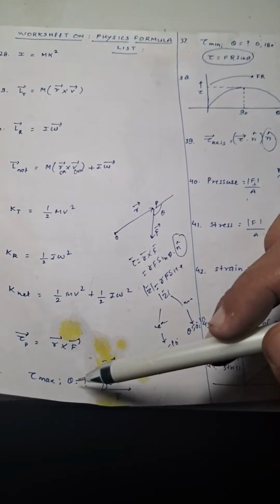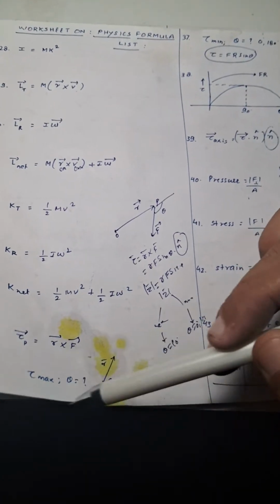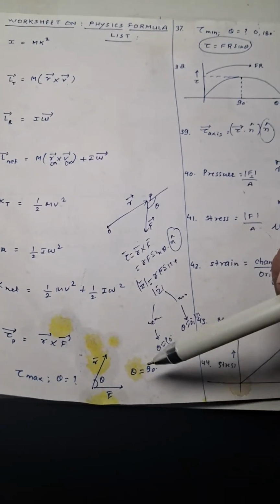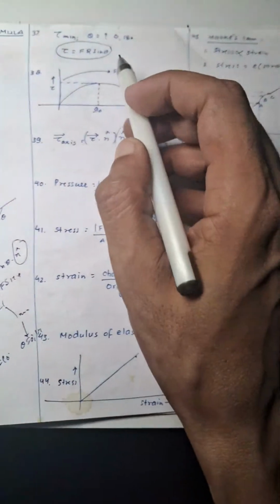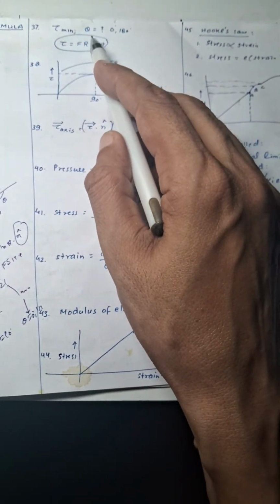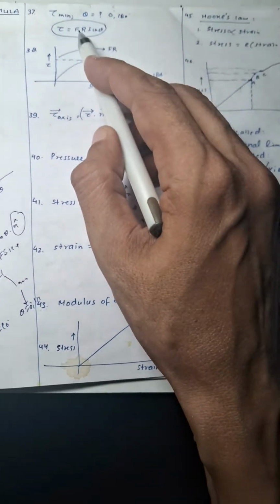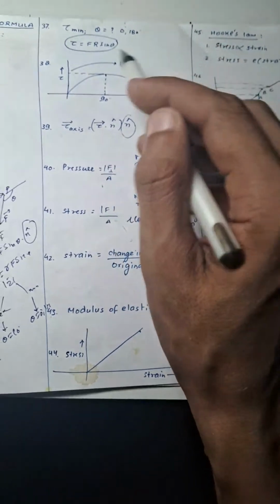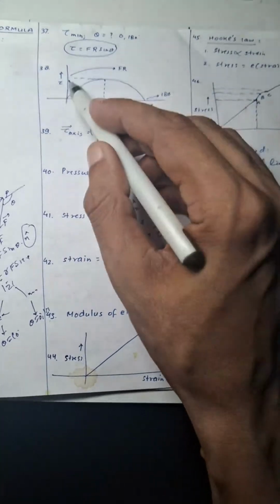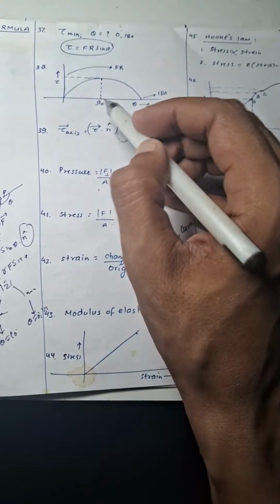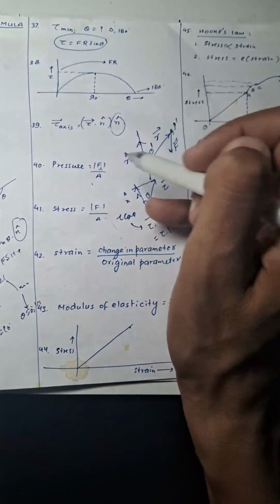Now we have been asked under what condition torque is maximum. So torque is maximum, as given over here, at theta equal to 90 degrees. Next, torque is minimum. As we have already calculated, torque is minimum when theta is either 0 or 180 degrees. Now there is another concept that torque is equal to F r sine theta in magnitude. So if we analyze the graph of torque versus theta, that will be a sine graph having maximum at 90 and minimum at 0 and 180.